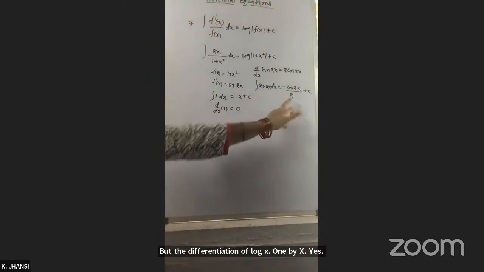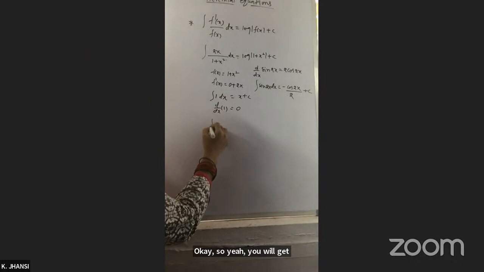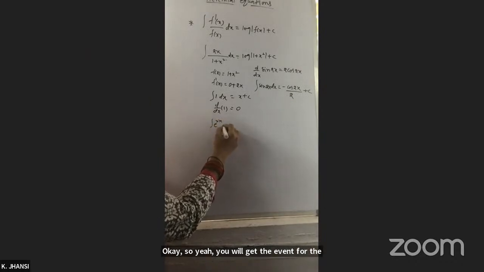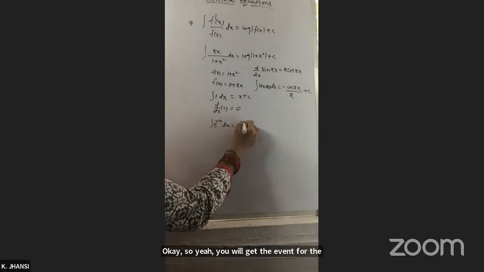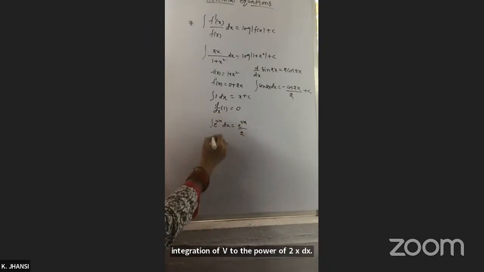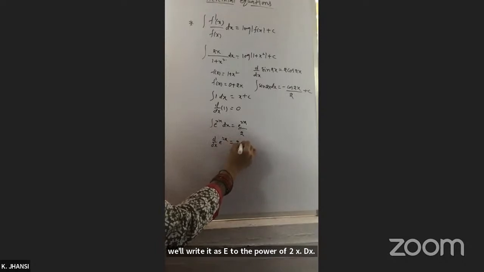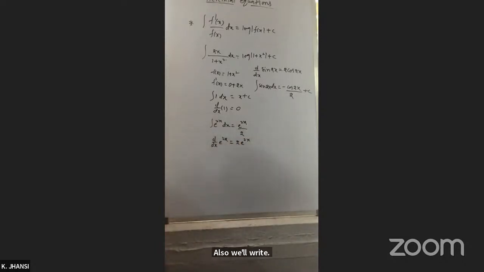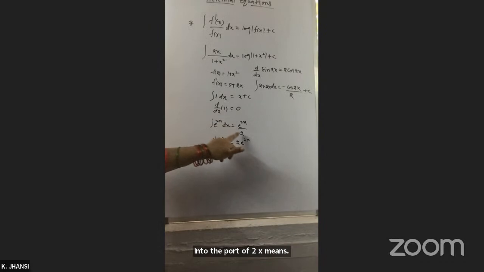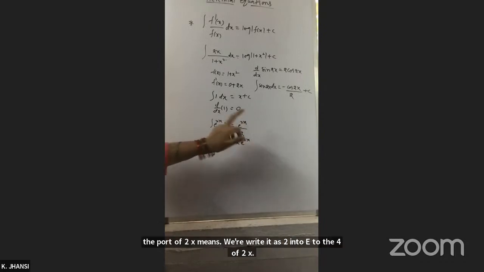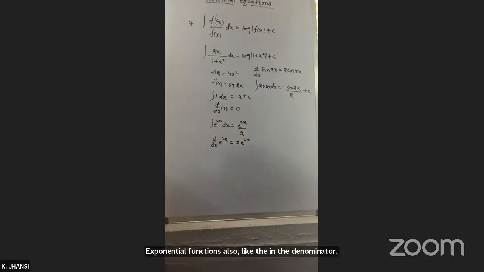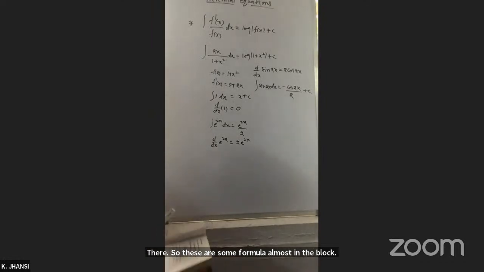Okay. So here you will get, even for the integration of e to the power of 2x dx also, we'll write it as e to the power of 2x by 2. Whereas for d by dx, e to the power of 2x means we'll write it as 2 into e to the power of 2x. Exponential functions also like that only. In the denominator, you will get whatever the quotient is there. So these are some formulas, almost in the block one you have all the formulas of the integration which are mainly useful for solving the problems.